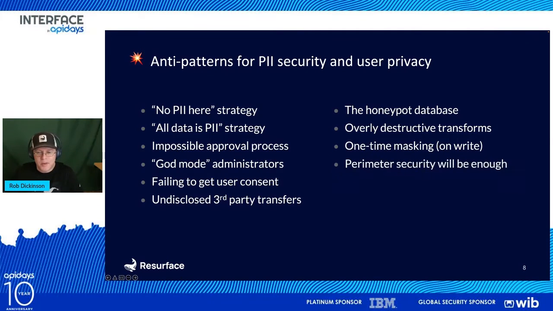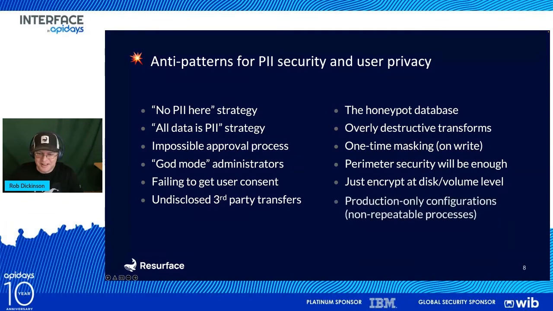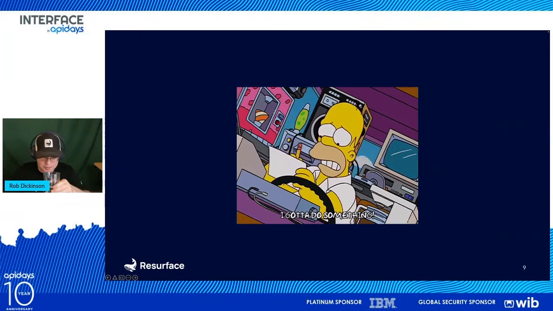One-time masking, especially masking at the perimeter, is really not enough. And just encrypting at rest is not enough. And just doing this in production is not enough. So all these are things that might sound good on paper, but if this describes your strategy for dealing with PII today, you probably have some work to do to get to a healthier place. So if you're doing these things, you might be feeling like, oh my gosh, we've got to do something.